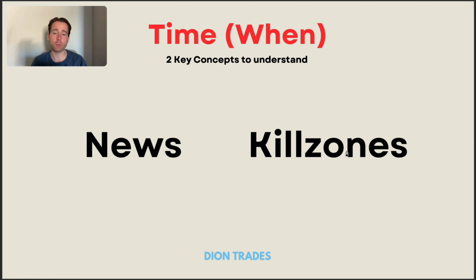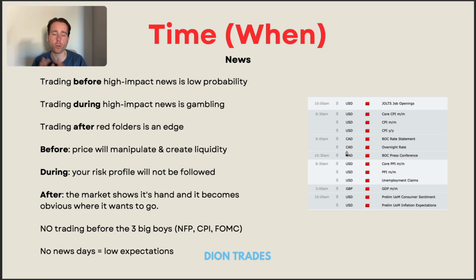To understand time, you need to understand two key concepts. One is how to trade news, the red folders, and how to use kill zones. And when we talk about news, we're talking about the red folders. The screenshot you see here is on forexfactory.com. You can filter on the red folders. And I have a very simple framework you can follow to trade news.